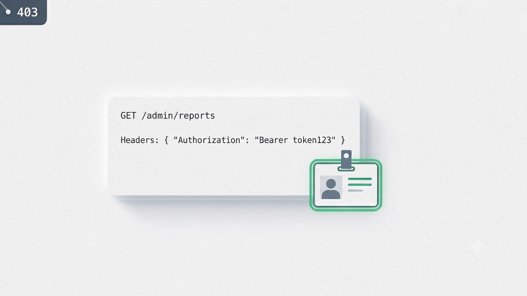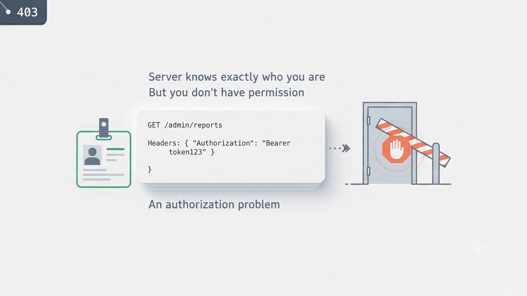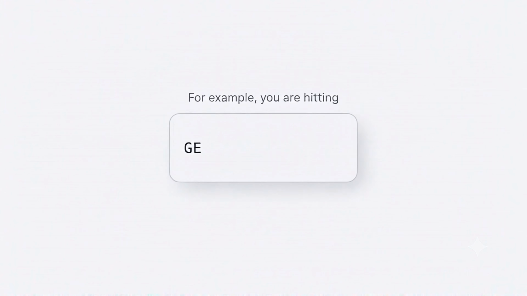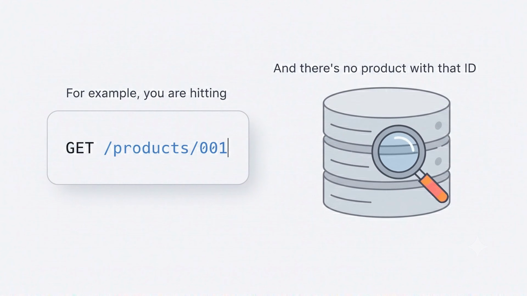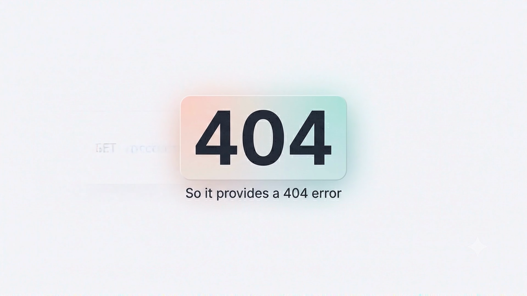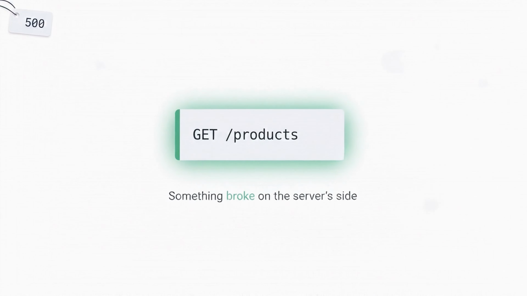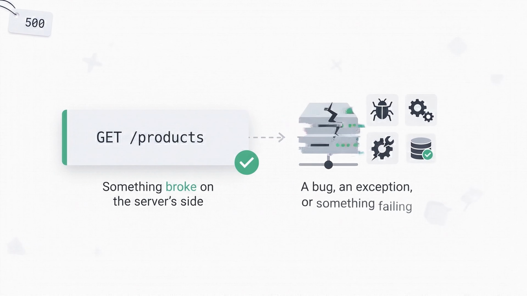Here the server knows exactly who you are, but you simply don't have permission to access that resource. Then 404 is Not Found. For example, you are checking product /001, but product 001 does not exist, so it provides you a 404 Not Found error. 500 is Internal Server Error. It means something broke on the server side while processing a perfectly valid request.